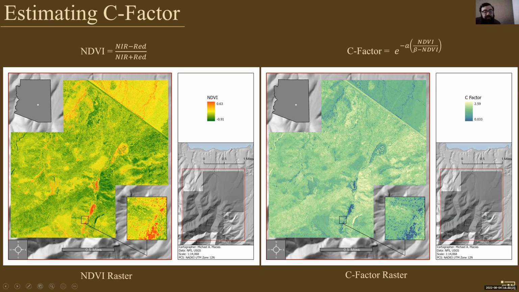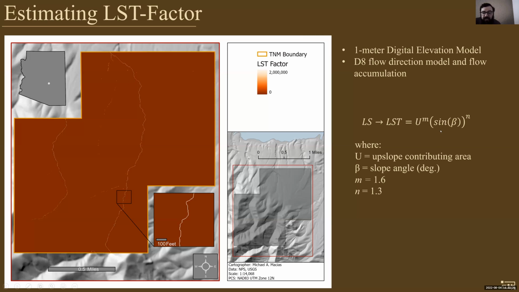Next, I had to calculate the topographic factor according to the equation I previously described. I also used a slope raster. I used M and N values of 1.6 and 1.3 because I wanted to look at rill erosion. This necessarily entailed using a 1 meter digital elevation model by the USGS. I used a D-infinity flow direction model to calculate flow accumulation, and I was able to obtain this raster.